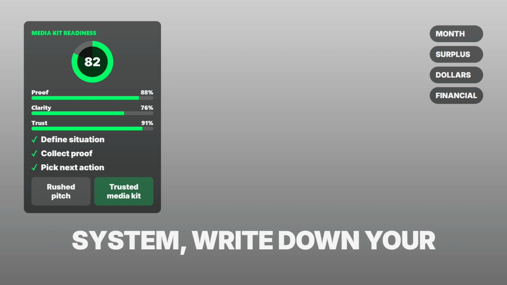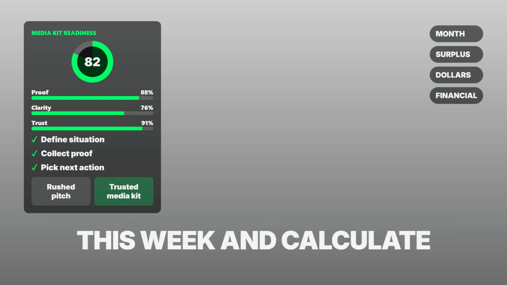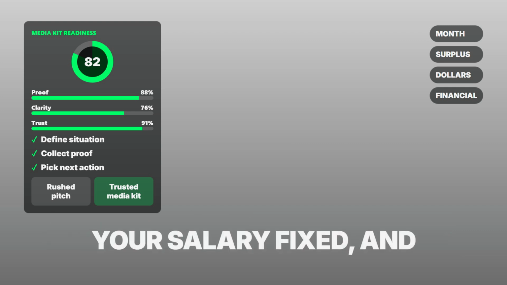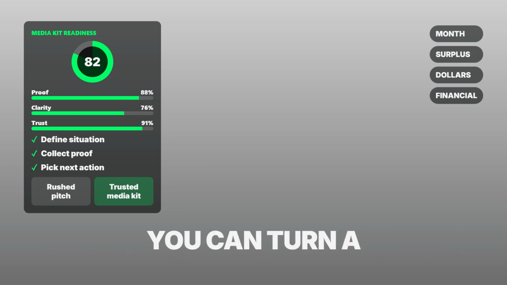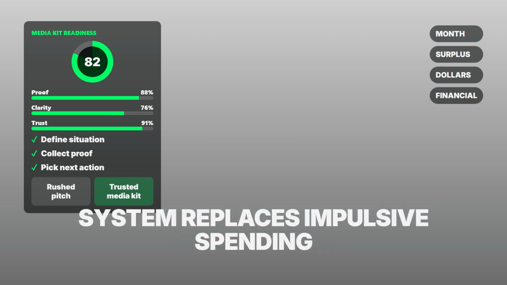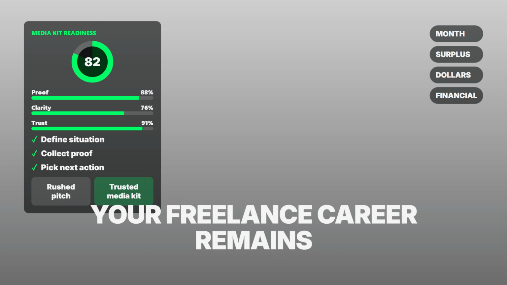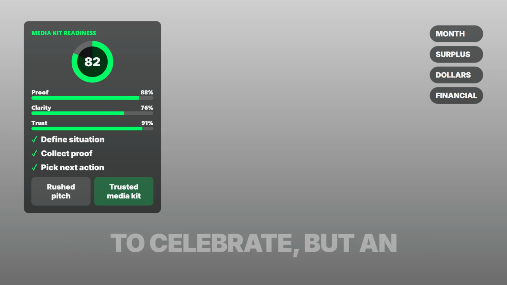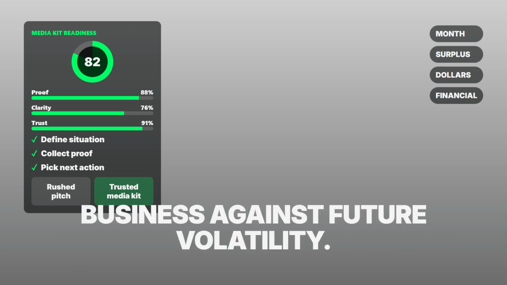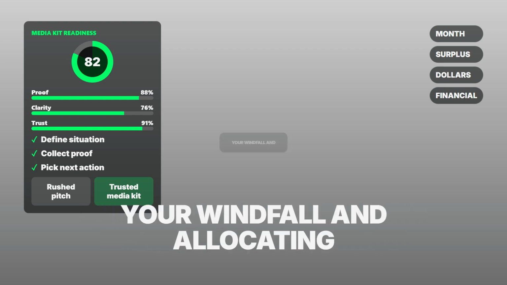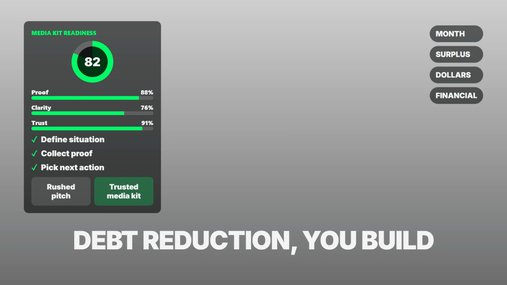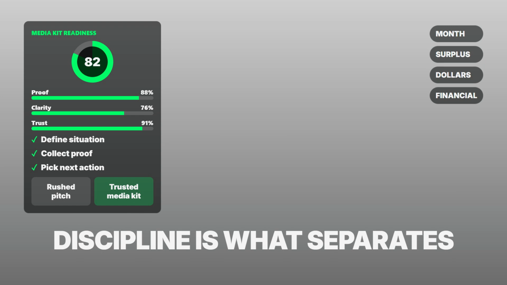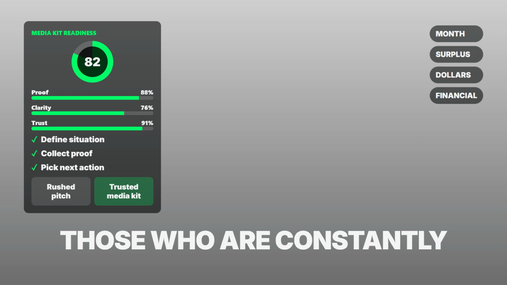By separating your net surplus, distributing cash systematically, keeping your salary fixed, and resetting your pipeline goals, you can turn a temporary windfall into long-term financial security. This structured system replaces impulsive spending with strategic planning, ensuring your freelance career remains resilient and profitable over the long term. Ultimately, a big month is not just a reason to celebrate, but an opportunity to secure your business against future volatility. By taking control of your windfall and allocating it to buffers and debt reduction, you build a business that can survive market downturns and support you on your own terms. This operational discipline is what separates long-term successful freelancers from those who are constantly riding the waves of variable cash flow, enabling you to build a career that is both financially rewarding and personally sustainable.